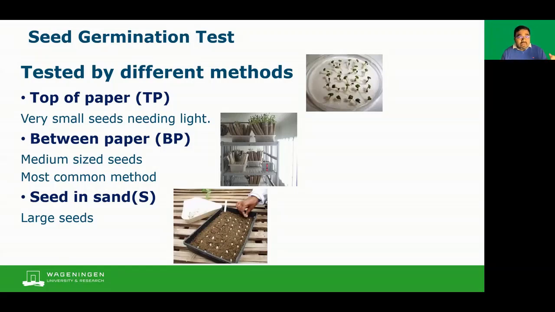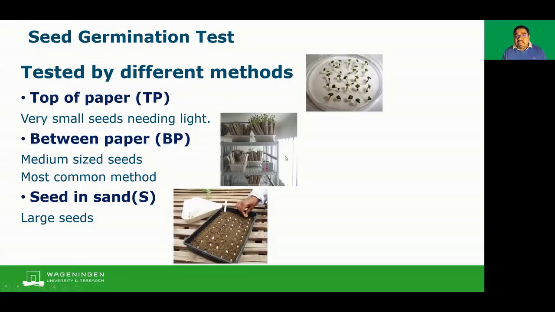So based on the size of the seed, for very small seeds that need light, the germination test is done on top of the paper. You can see this picture on a Petri plate or on a similar kind of tray. You have to put the seeds on a moist filter paper, and then put it inside the incubator. And there is another method called between paper. Here you take two moist paper rolls, put the seeds inside and roll it.